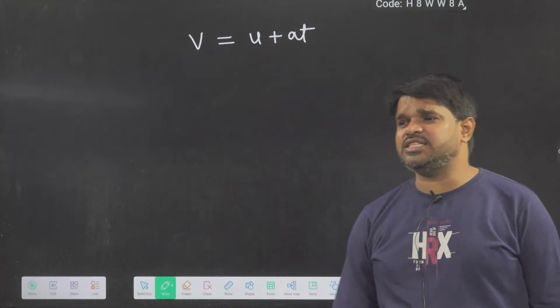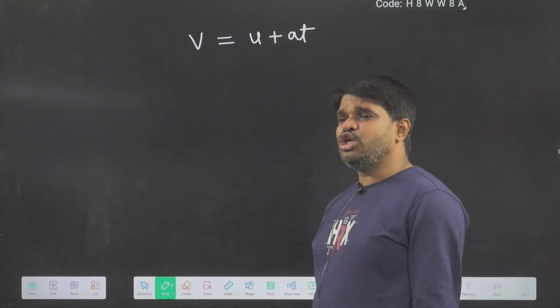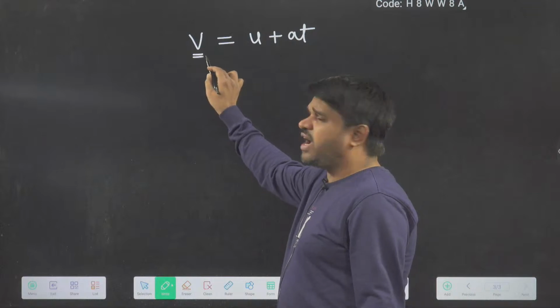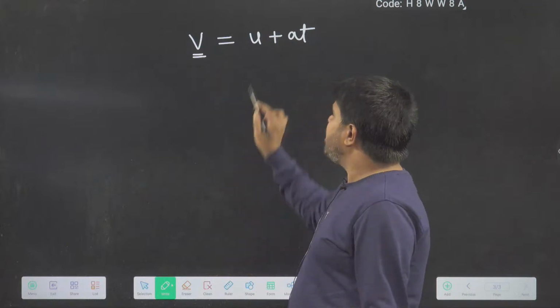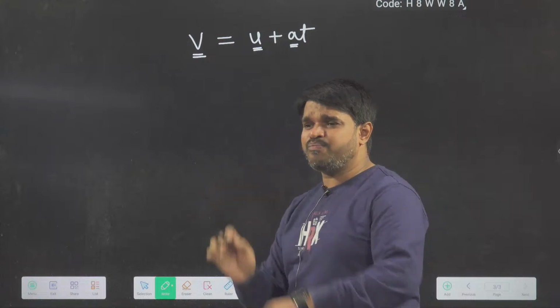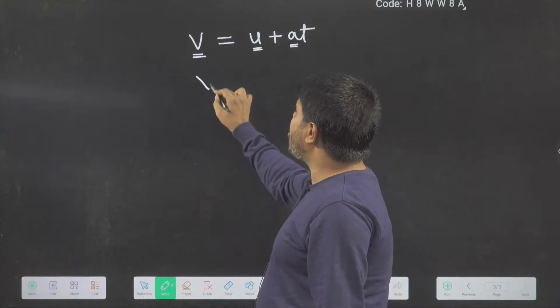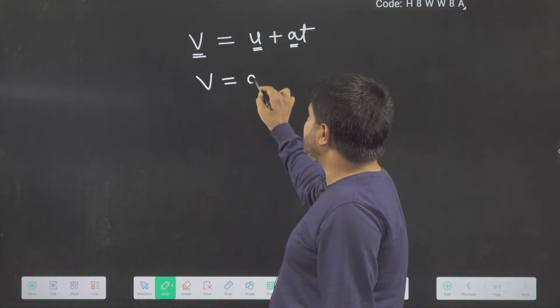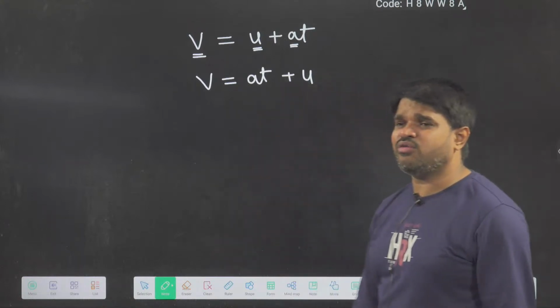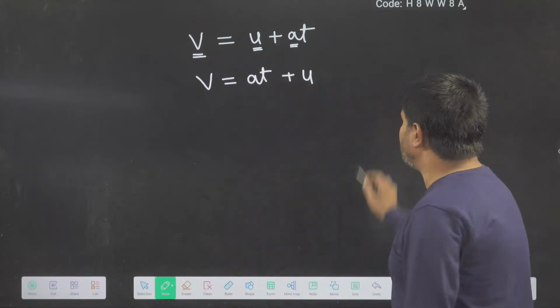Everyone has seen this equation: v equals u plus at, where v is the final velocity of the moving object, u is the initial velocity, and a is acceleration. Now let me modify it: v equals at plus u. V equals what? At plus u.